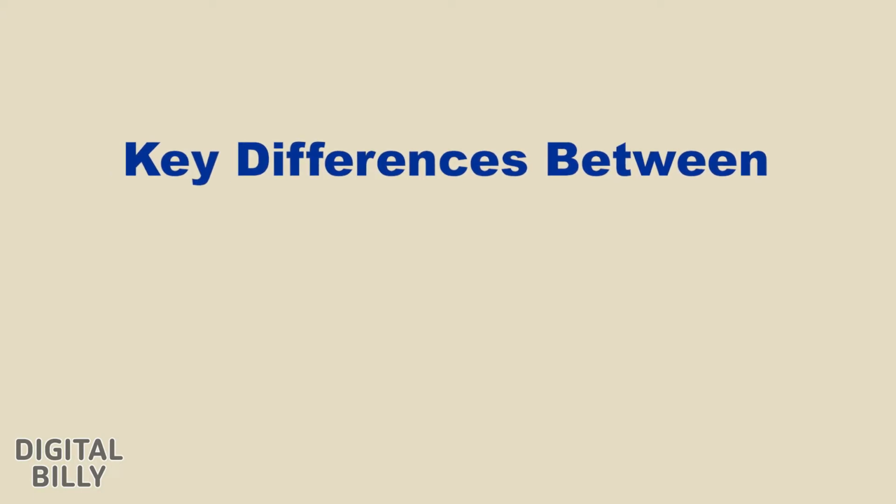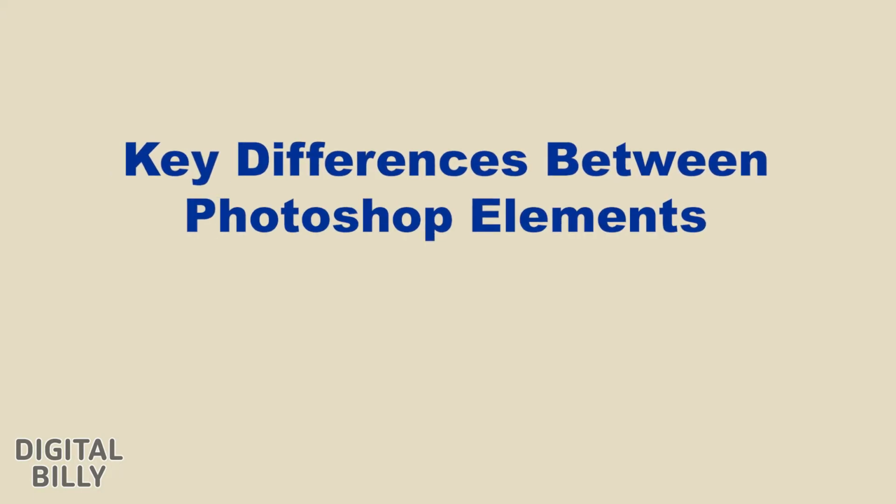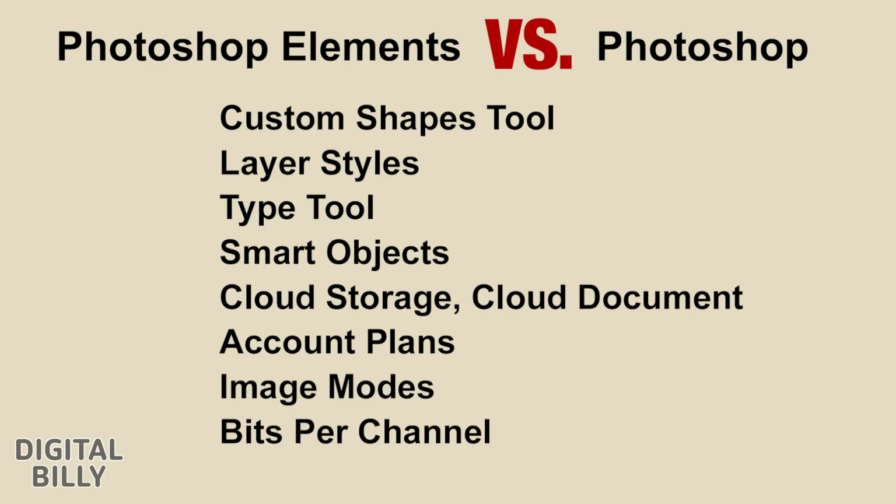Here we look at a list of key differences between Photoshop Elements and regular Photoshop. First, we look at the Custom Shapes tool, then the Layer Styles, then the Type tool, then we look at Smart Objects, Cloud Storage and Cloud Document, and the various account plans. We also look at the image modes differences, as well as the bits per channels offerings.